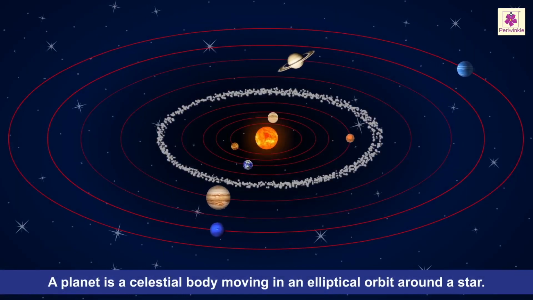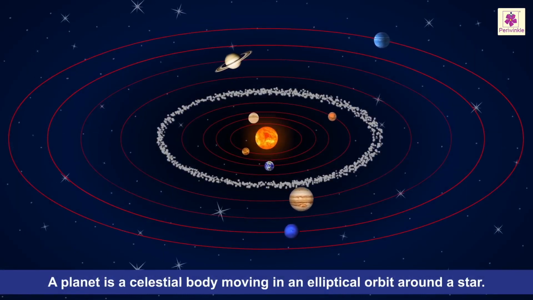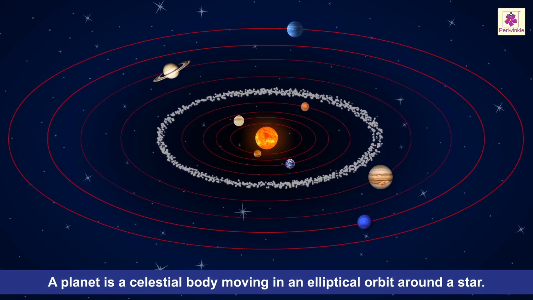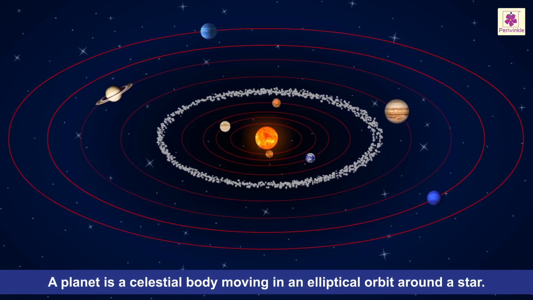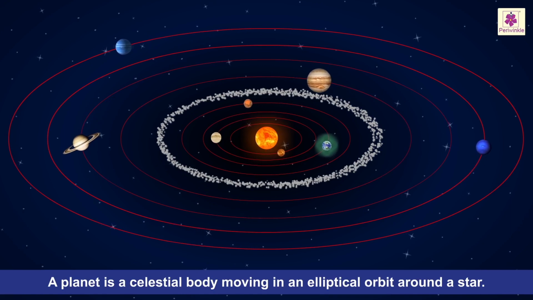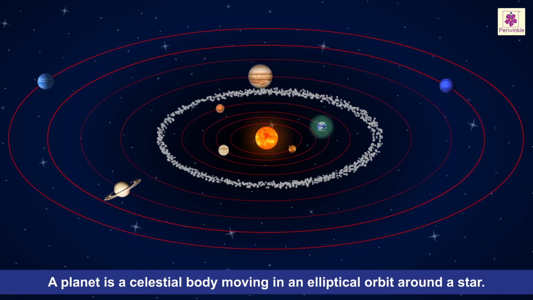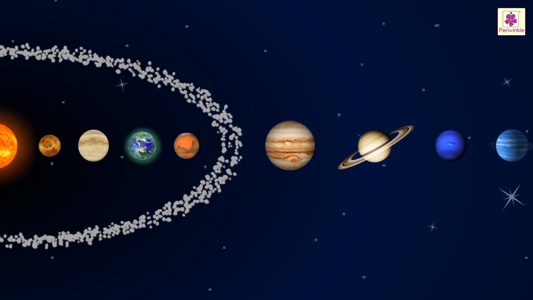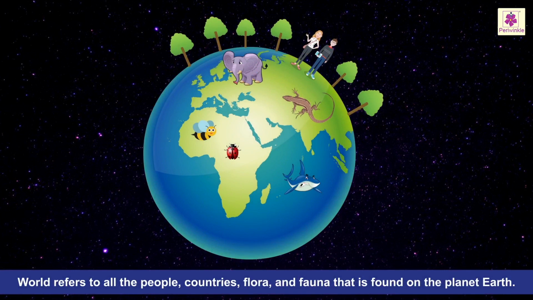We all know that a planet is a celestial body moving in an elliptical orbit around a star, and our Earth is one of them. Earth refers to the third planet in the solar system. World refers to all the people, countries, flora and fauna that is found on the planet Earth.